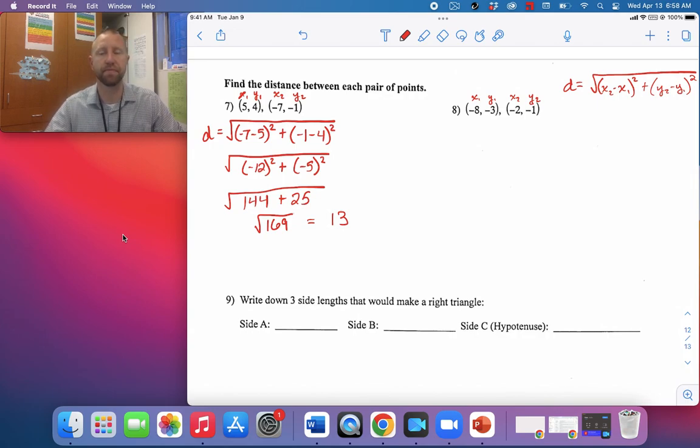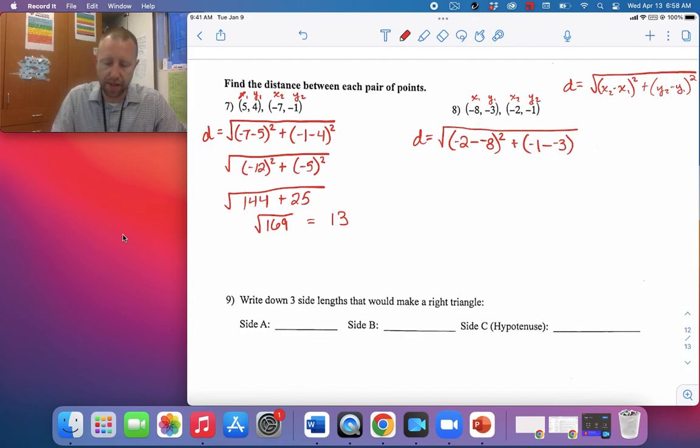Okay. I'm going to do the same thing for number 8. Big long square root symbol. Okay, that's what's going to be equal to my distance formula. I've got x2 minus x1. So I've got negative 2 minus negative 8 being squared. And then y2 minus y1. So plus y2 is negative 1 minus negative 3, and that's being squared.